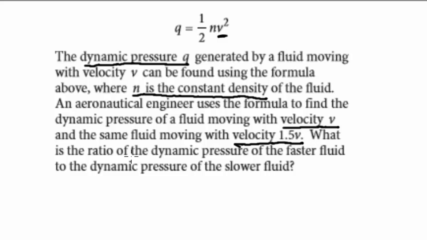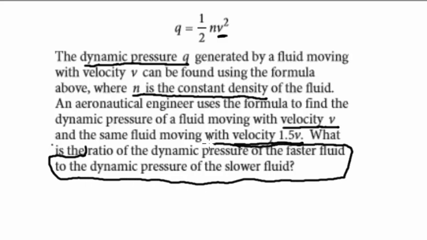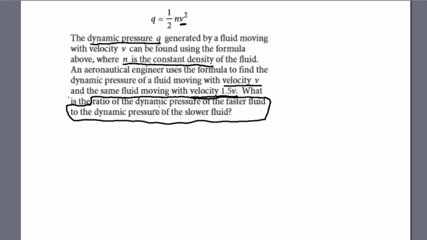So what are we asked? We're asked what is the ratio of the dynamic pressure of the faster fluid to the dynamic pressure of the slower fluid. So I'm going to just put that in a box, right? This is what we're being asked to do. And so our goal is to find a ratio. So we want to find a ratio of the dynamic pressure, which is Q, right? So we want to find a ratio of Q of the faster, over, because a ratio is sort of a comparison of two things, the dynamic pressure of the slower fluid, right? So this is Q of the slower fluid. Okay, so this is my goal. My goal is to find this answer, right?